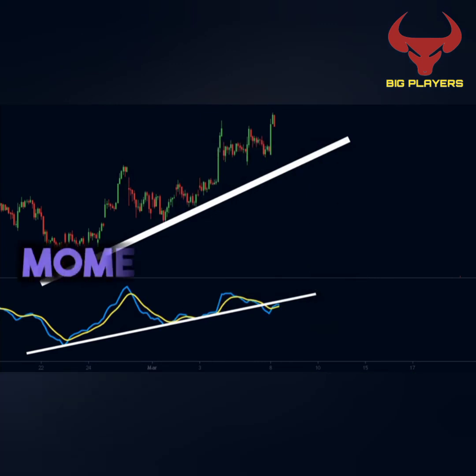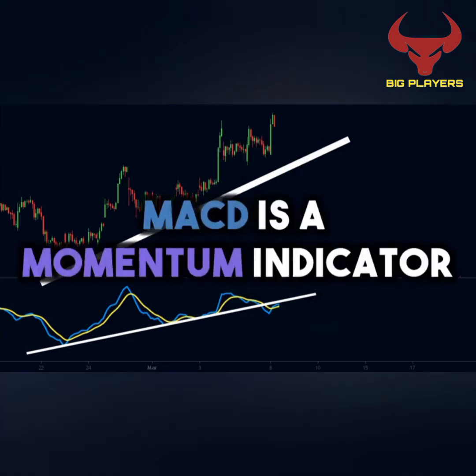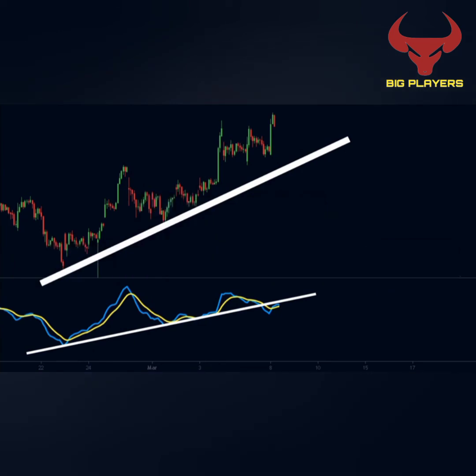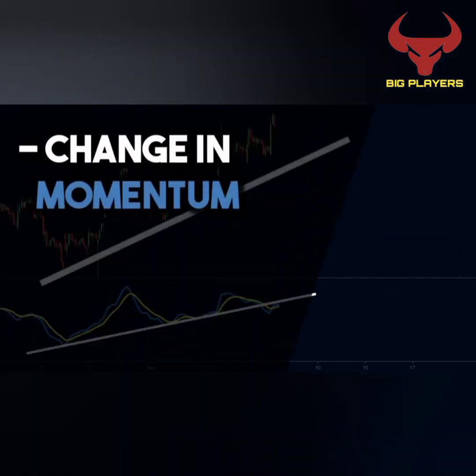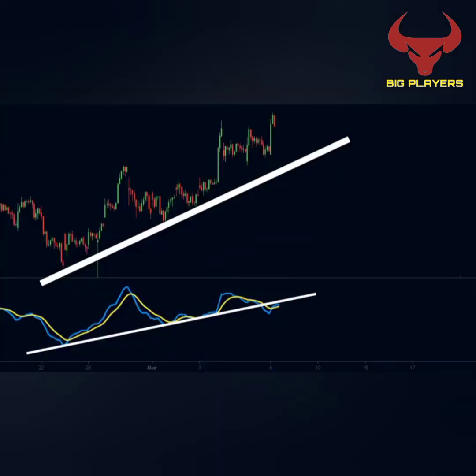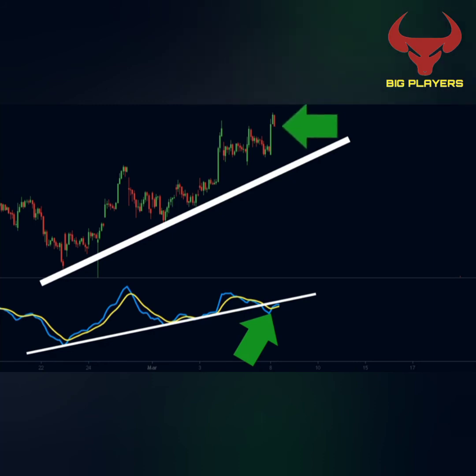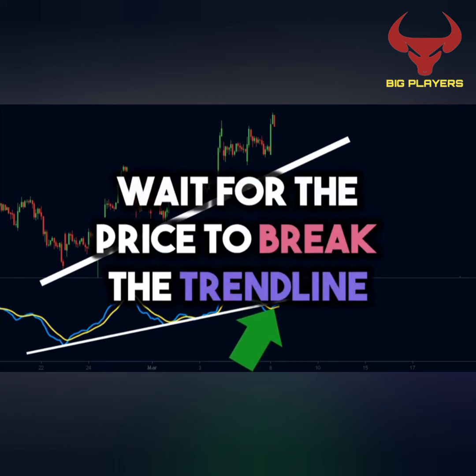As I said earlier, the MACD indicator is a momentum indicator. For a successful reversal to occur, first there needs to be a change in momentum, followed by the price action. This is where the MACD comes into the picture. When the MACD line breaks down from the trend line, this indicates that the momentum of the stock has changed and a downtrend might occur shortly. But the important point here is that the price has not broken the trend line yet. Only the MACD has broken the trend line. Hence, we will wait for the price to break below the trend line to initiate the trade.